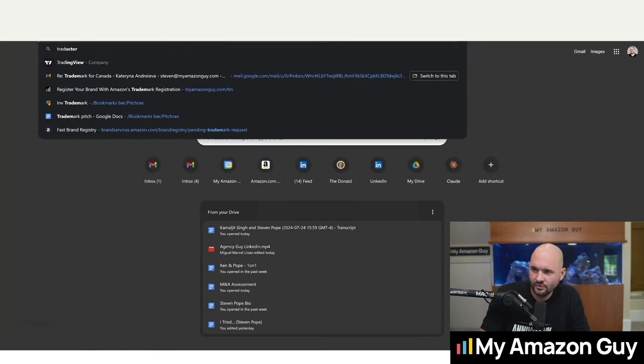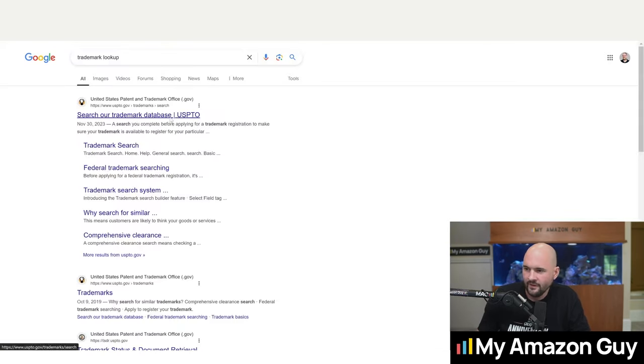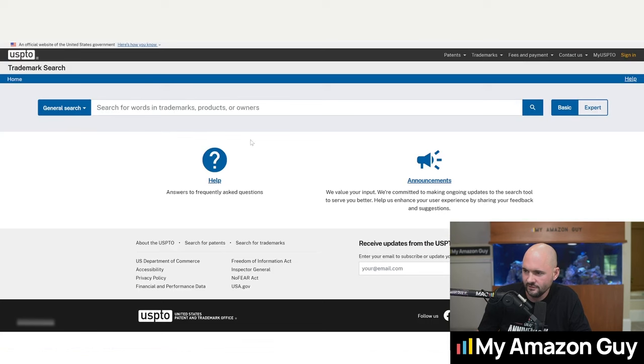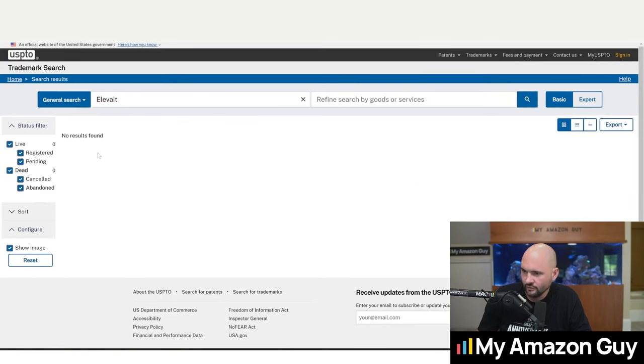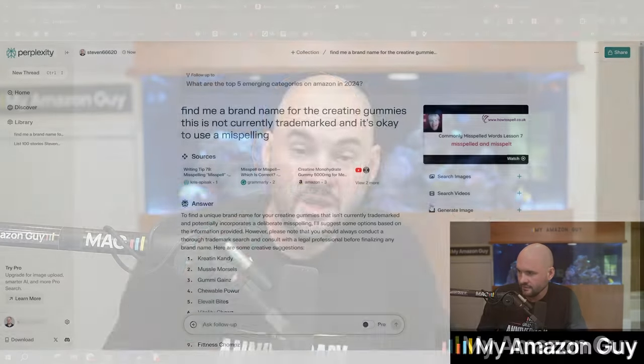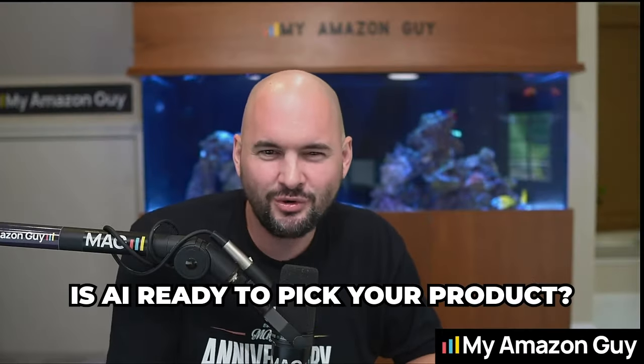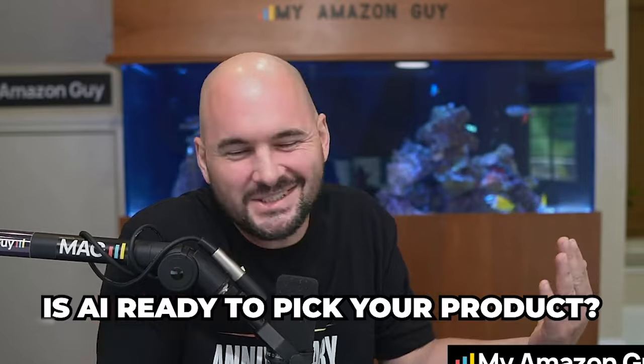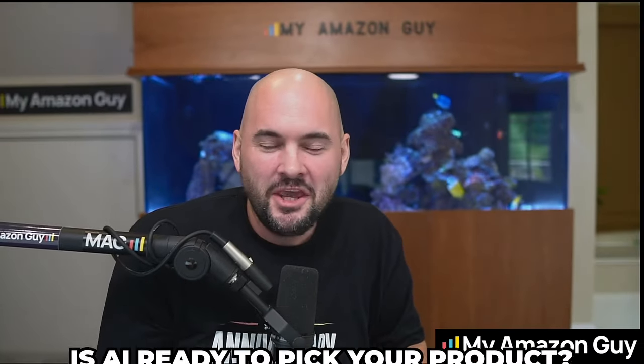So if we go to Google, type in trademark lookup, and then go search the database to see if there's a trademark for this. And no results found. Promising. Elevate. You can play with the misspelling and see how it goes. So that was interesting. Is AI ready to pick your product? Not yet, but it might be better than you trying to go and just search what's trending, right?